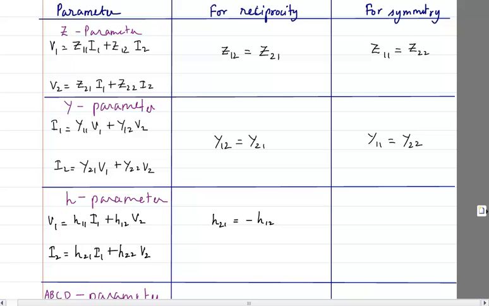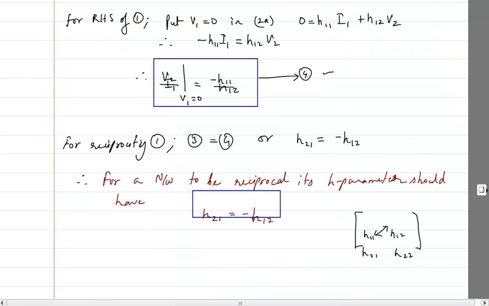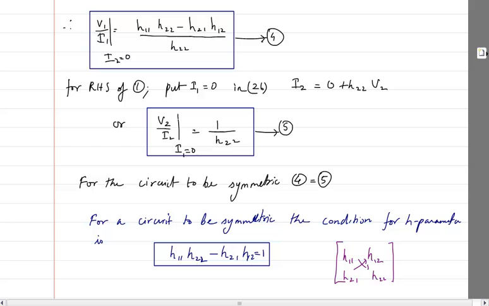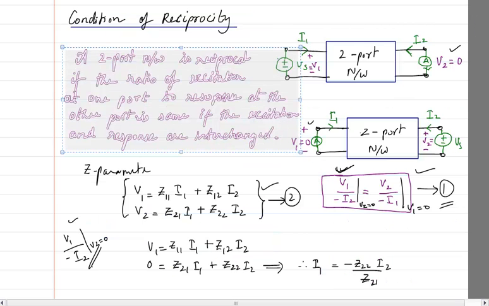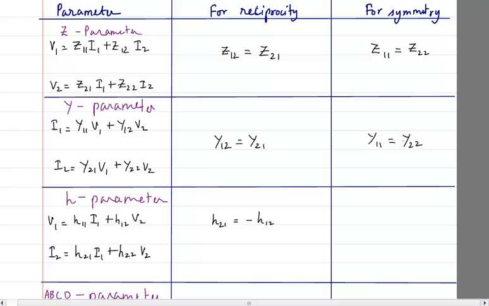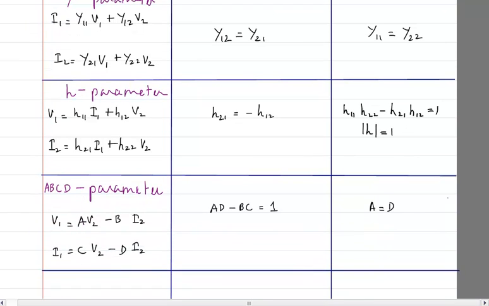And let me again show where we had found that out. We had found that out here. Okay. And the condition for symmetry was h11 into h22 minus h21 into h12 should be equal to 1, or the determinant of h should be equal to 1. Same was here, the determinant of the transmission parameter or T parameter should be equal to 1.